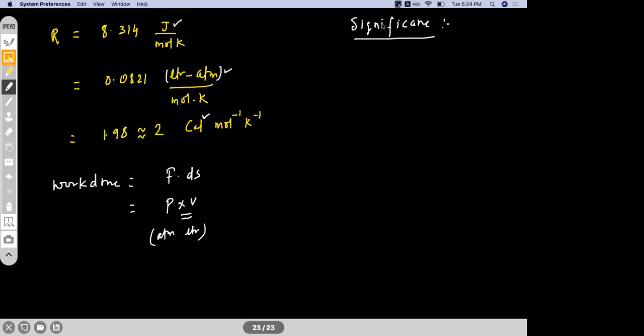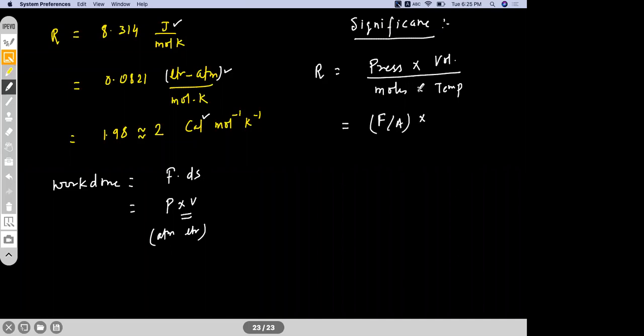Okay, so if you look at the expression of R, R is equal to pressure into volume divided by moles into temperature. Right? So pressure is what? Pressure is force per unit area, F by A. Volume is what? Volume we can write as length cube, divided by mole into temperature.